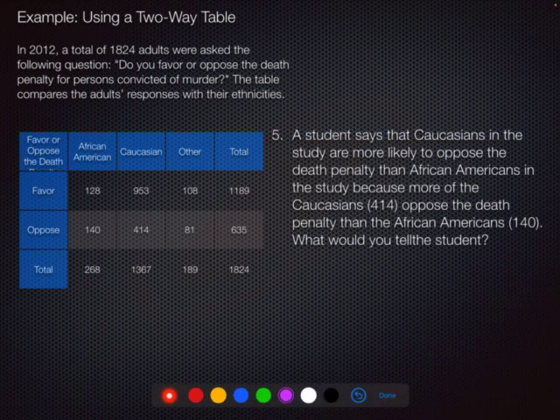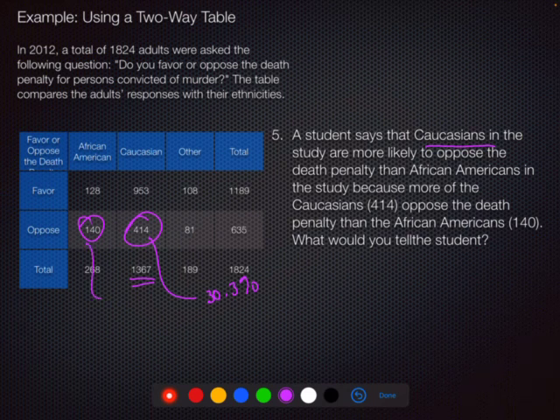And our last question. The student says that Caucasians in the study are more likely to oppose the death penalty than African Americans in the study because more Caucasians, 414, oppose the death penalty than African Americans, 140. What would you tell the student? Well, when we just did the percent of Caucasians, it was 30.3% of Caucasians who did not like the death penalty.